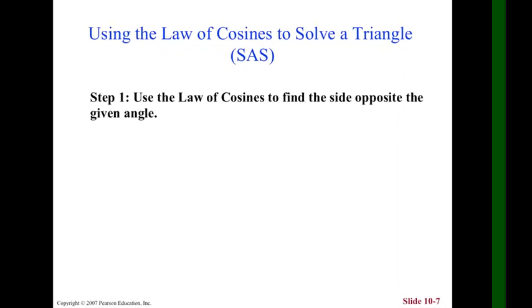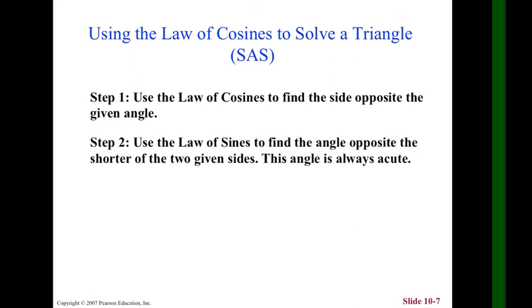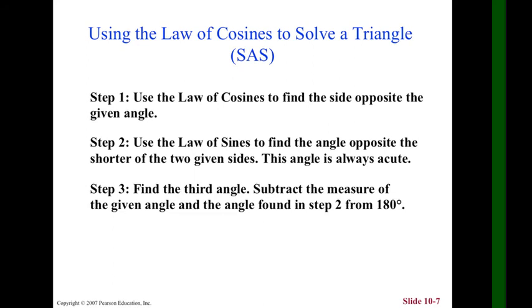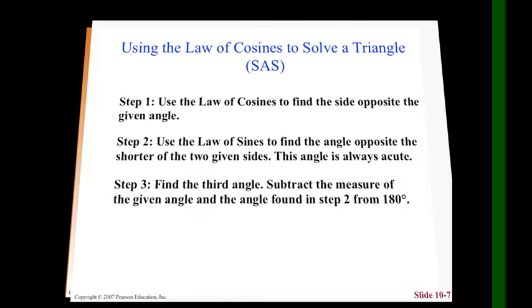By the way, using the law of cosine to solve the triangle, step 1, use the law of cosine to find the side opposite the given angle. Step 2, use the law of sine to find the angle opposite the shorter of the two given sides. This angle is always acute. And step 3, find the third angle. Subtract the measure of the given angle and the angle found in step 2 from 180.